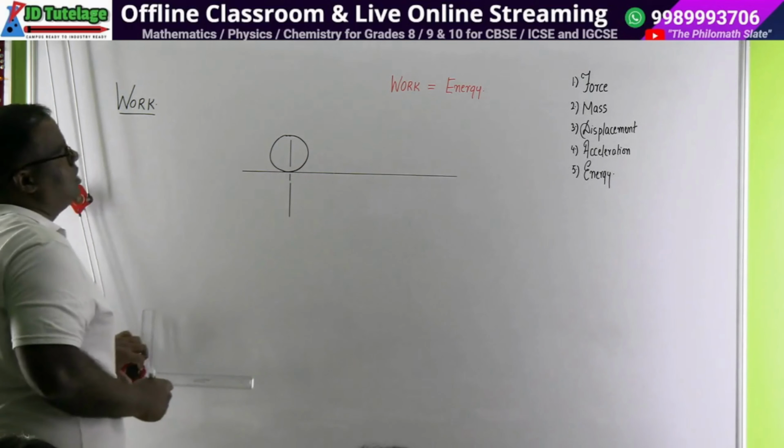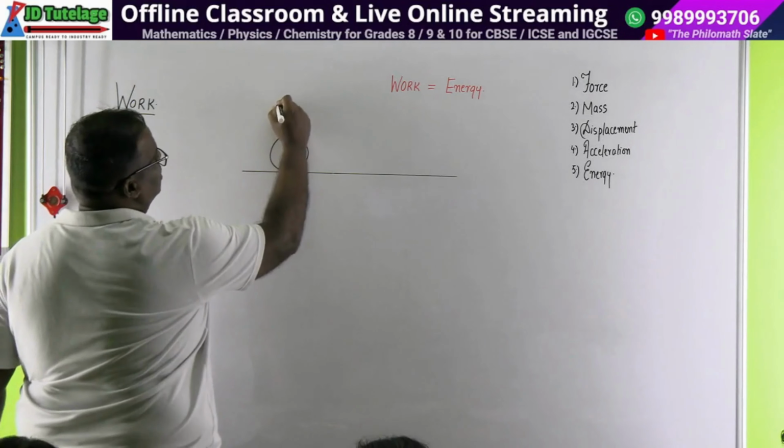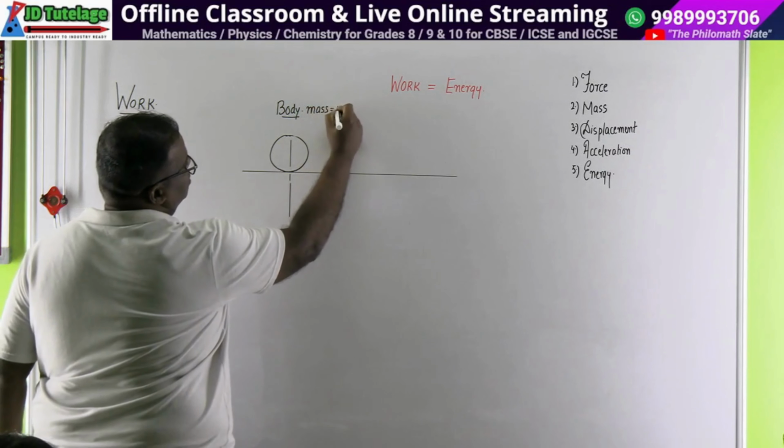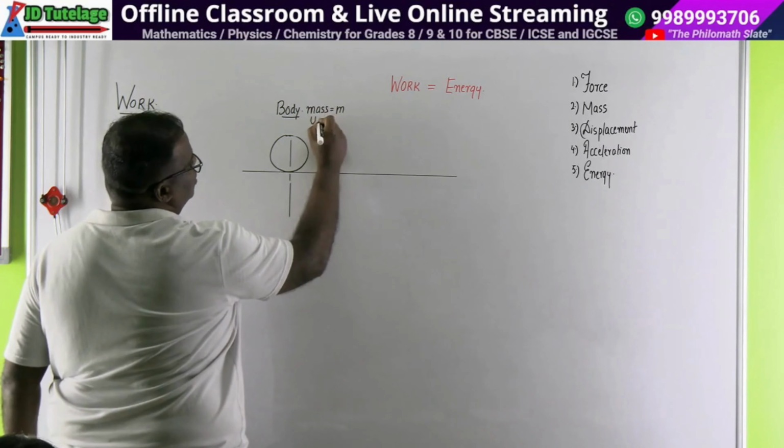This body is initially at rest. So this is a body. So I have to quantify the mass of this body. Let me say the mass is equal to m, and the initial velocity of this body is 0 meters per second, and let's say this is m kg. And so u at 0 means this body is initially at rest.